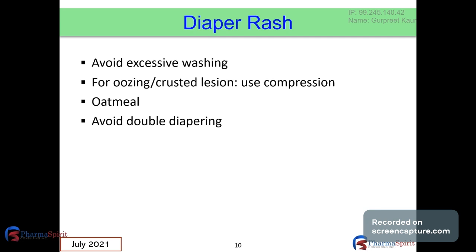Finally, some mothers use something that's called double diapering. They use two diapers, one on the top of the other. Why would they do that? They do this to reduce the frequency of diaper change. So, for example, they're going outside and they don't want to change diaper when they're outside, so they apply two diapers, one on the top of the other. This kind of practice should be avoided.